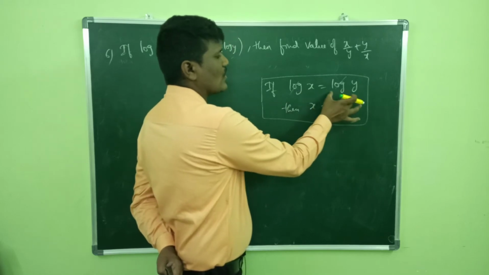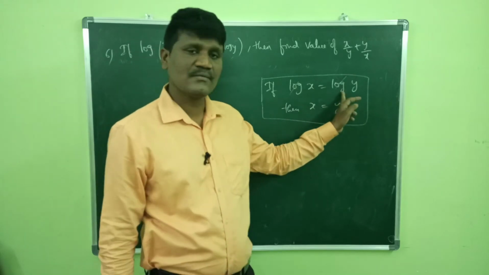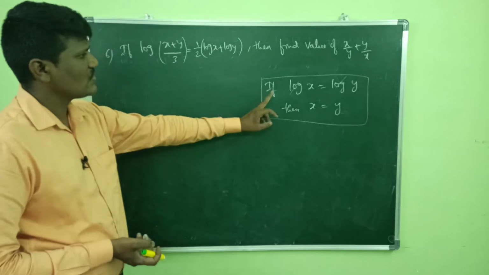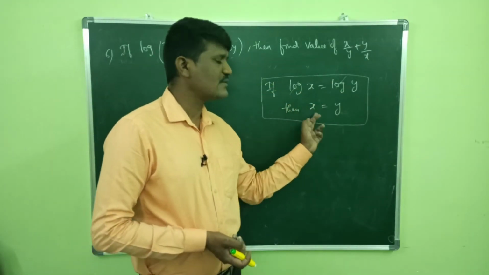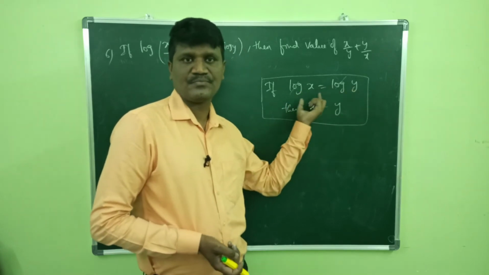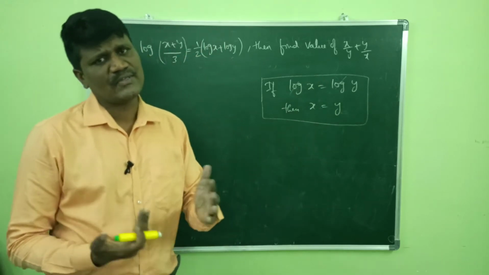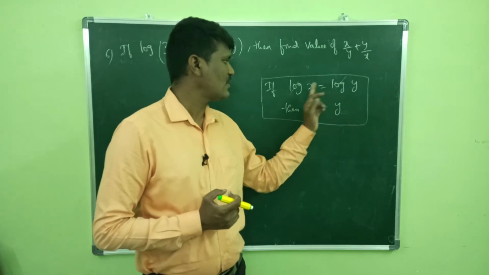So this is also one more formula you can use: if log x is equal to log y, then x is equal to y. I can cancel the log or I can apply the log on both sides. So you can write this in the formula section. One more property: if log x is equal to log y, then x is equal to y. Consider the base should be the same. If the base is not given, I can consider the base as 10. So if log x is equal to log y, then I can cancel the log and x is equal to y.